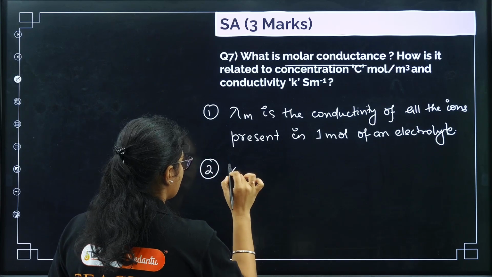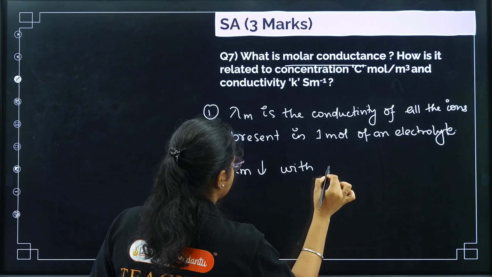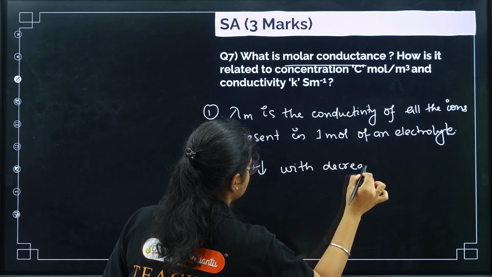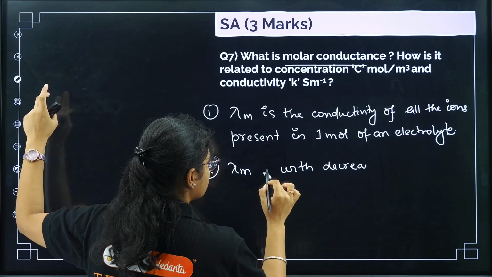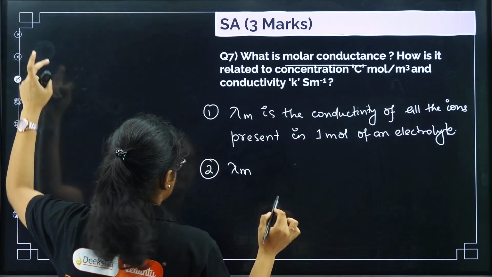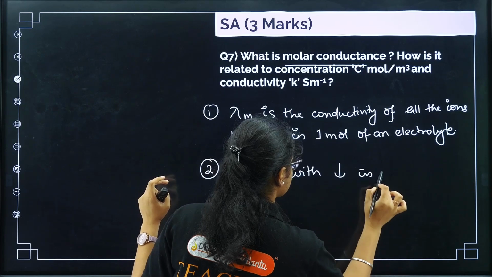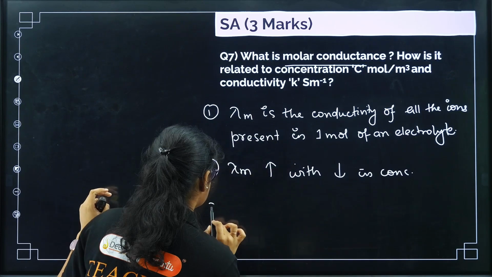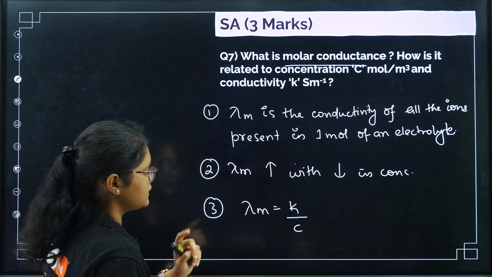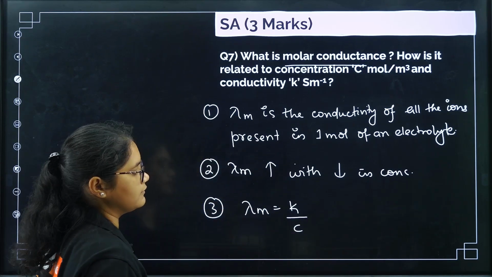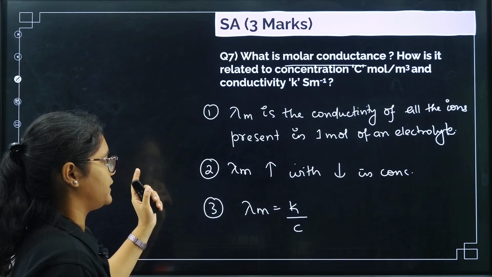You should remember, molar conductivity increases with decrease in concentration. Then what is the relation? Lambda m is equal to kappa by C. You can see here, if concentration decreases, molar conductivity will increase. So you can write these 3 points, you will get 3 marks.